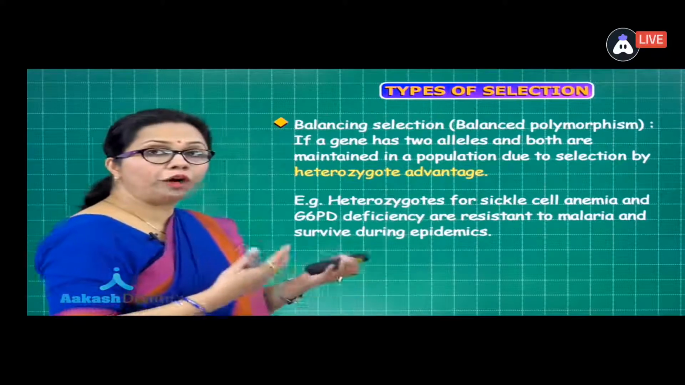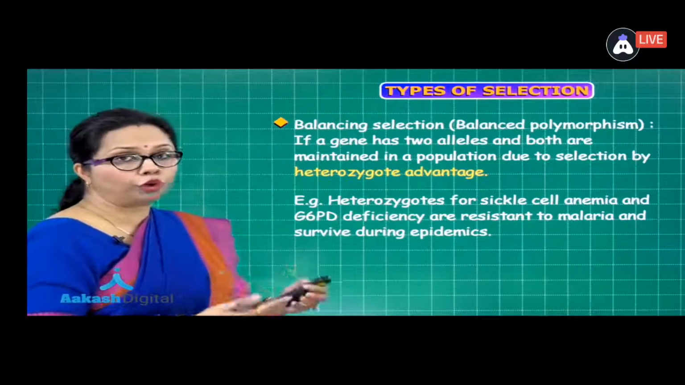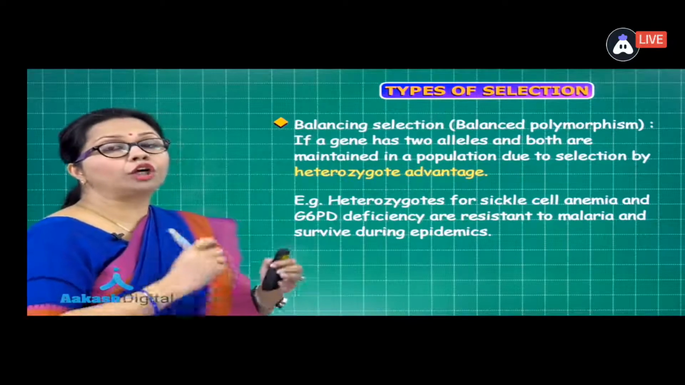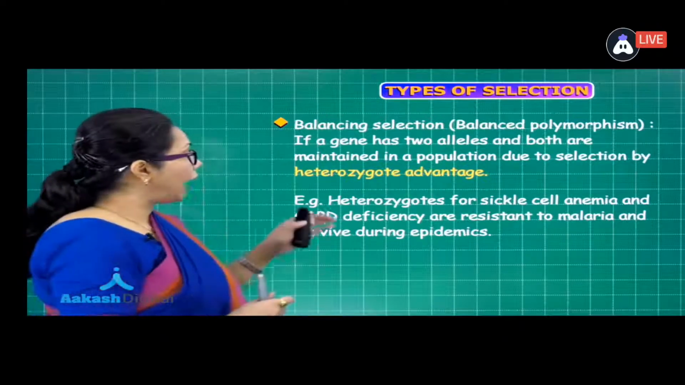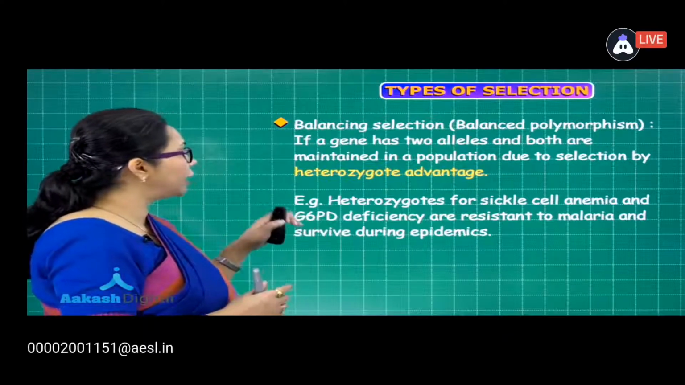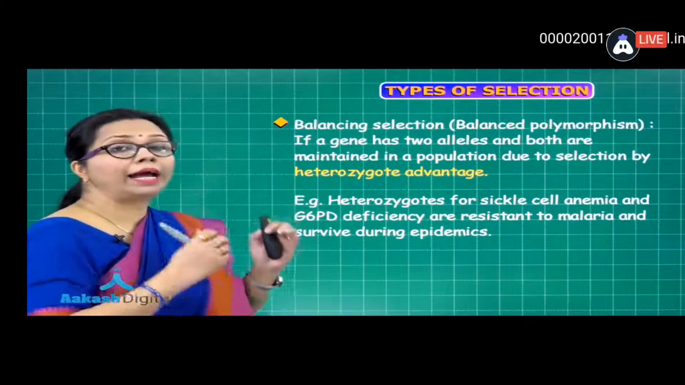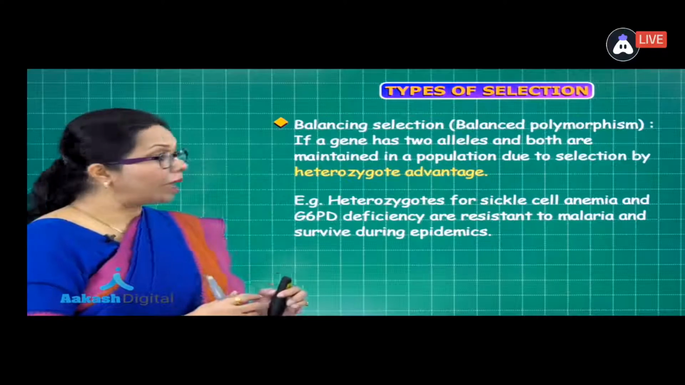Now sickle cell anemia, of course, is a genetic disease in which the beta chain of hemoglobin is defective. It is just a point mutation where glutamic acid has been replaced by valine. And G6PD deficiency is a disorder in which this enzyme, that is glucose 6-phosphate dehydrogenase, is not formed. As a result, RBCs are fragile and they easily rupture.